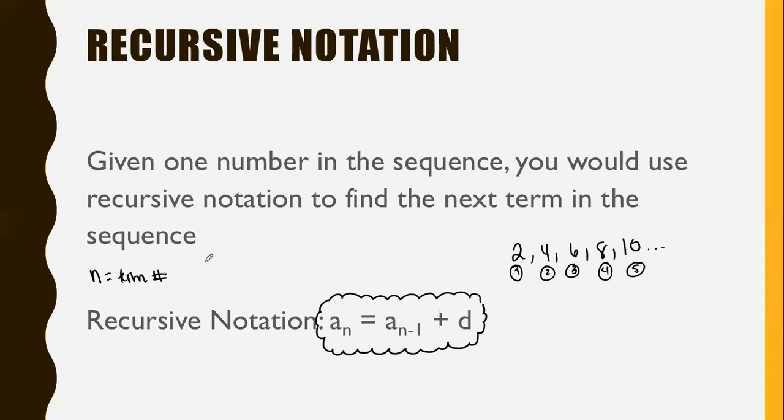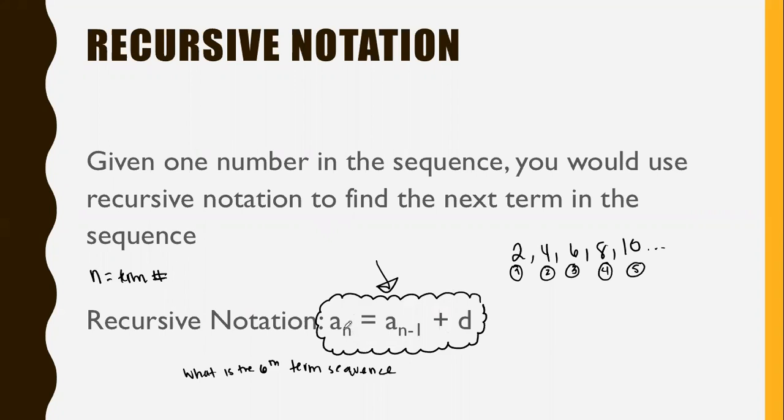So for example, what would the sixth term in the sequence be? Obviously you can just look at it and be like, well, 12 is the next term in the sequence. But what you're going to be tested on is the actual equation.